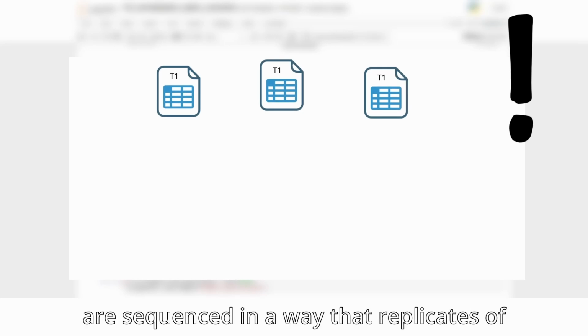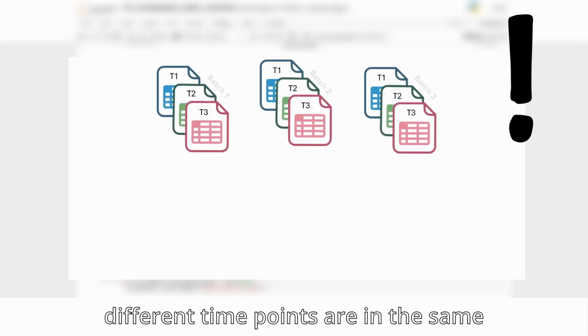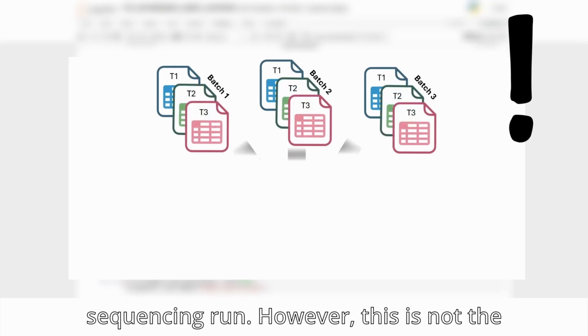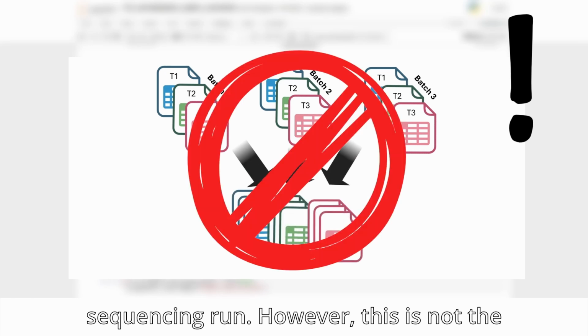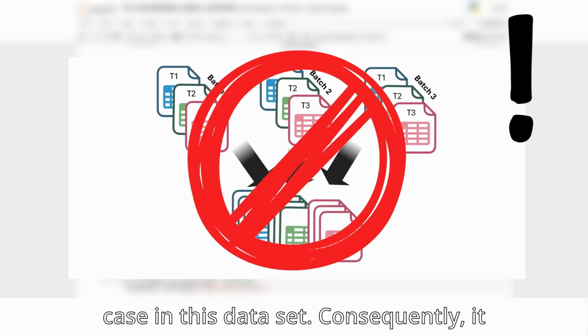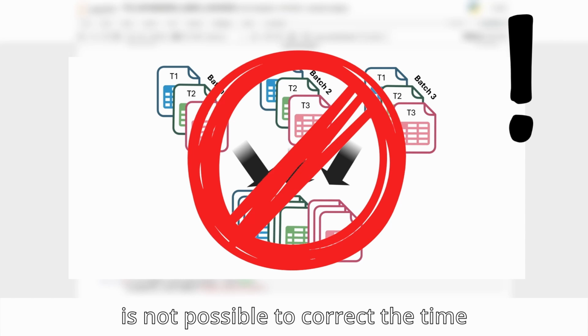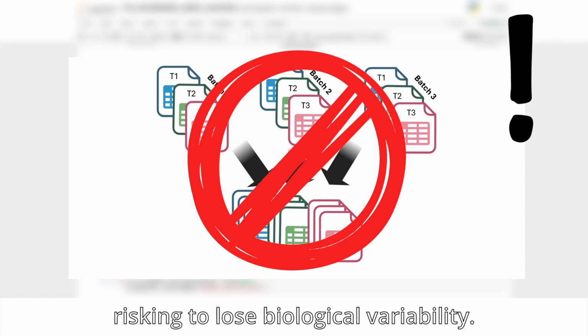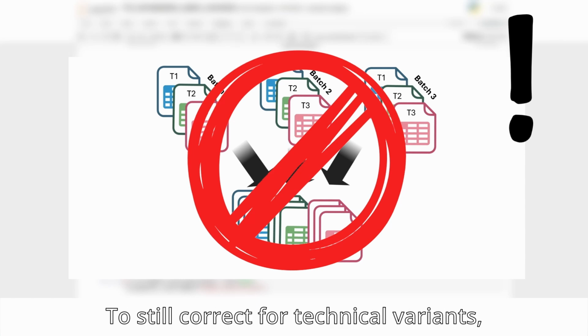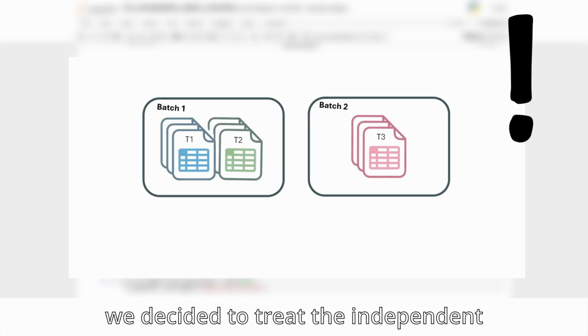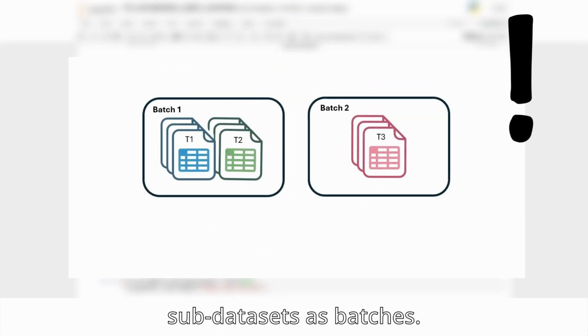There is one important note on the batch correction. Ideally, you would have multiple replicates per time point, which are sequenced in a way that replicates of different time points are in the same sequencing run. However, this is not the case in this dataset. Consequently, it is not possible to correct the time points on sample level without risking to lose biological variability. To still correct for technical variance, we decided to treat the independent subdatasets as batches.